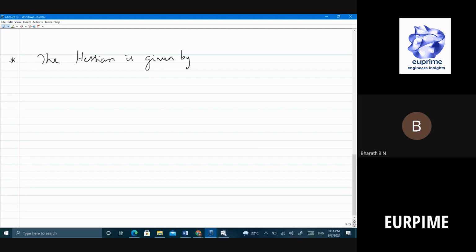So what is a Hessian? Essentially, there are n variables. I can take the second derivative with respect to each one of them. That gives me the diagonal: dou f by dou x1, the first derivative, and so on, the second derivative with respect to xn. And then what about the off-diagonal terms?